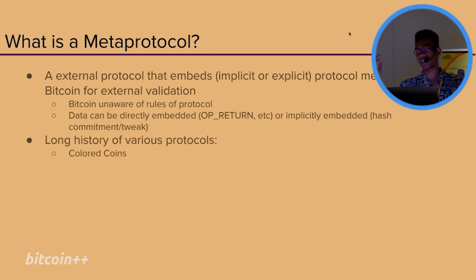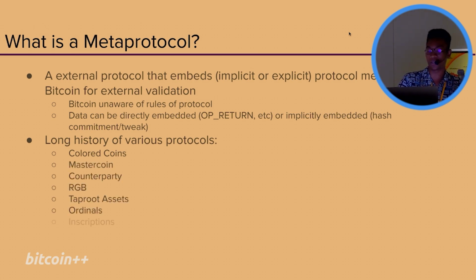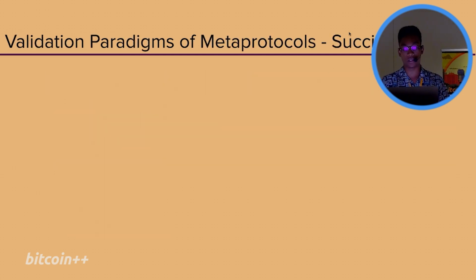So there's a long history of these various protocols. People will recognize colored coins, Mastercoin, Counterparty, RGB, Taproot Assets, Ordinals, inscriptions, Runes. I would put all of these under the umbrella of metaprotocols. And on this list, most of them are variants that embed something explicitly within the chain, which has some other trade-offs. We'll talk about how that impacts validation a little bit later on.